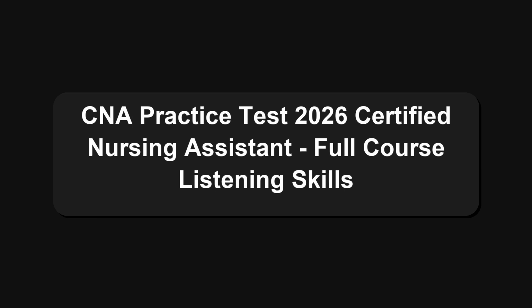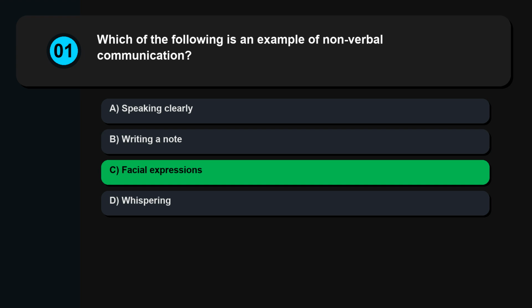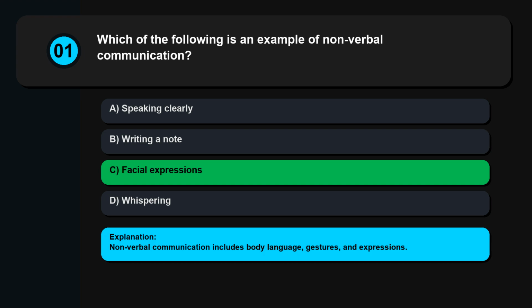CNA Practice Test 2026, Certified Nursing Assistant, Full Course: Listening Skills. Question 1. Which of the following is an example of nonverbal communication? Speaking clearly, writing a note, facial expressions, whispering. Nonverbal communication includes body language, gestures, and expressions.